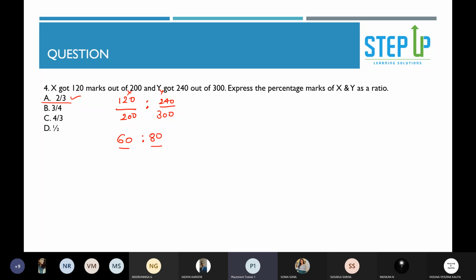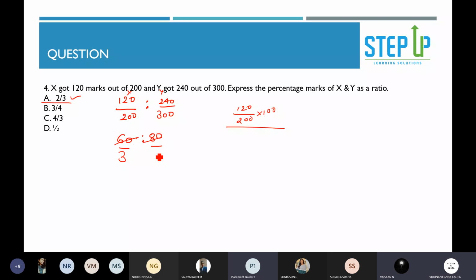Can anyone tell me, because there were few people who got this 3 is to 4. What logic have you used? Please let me know so that I can correct you. Ma'am, what I did is, as this is written to express the percentage mark, I did 120 by 200 into 100 for both X and Y. Then I got 60 and 80 only. But I divided it by 2. I think it is 3 is to 4 only. I think I am making a mistake.